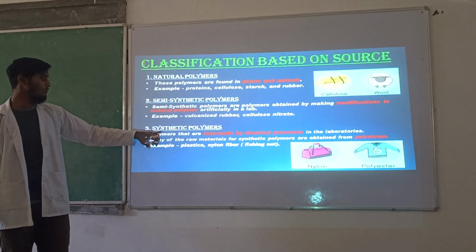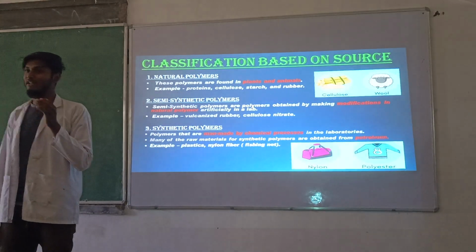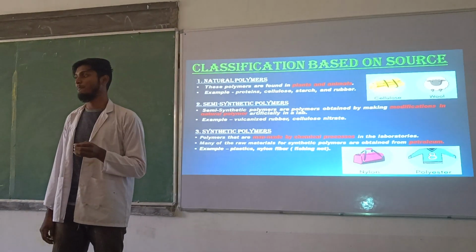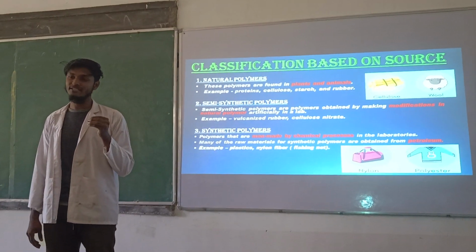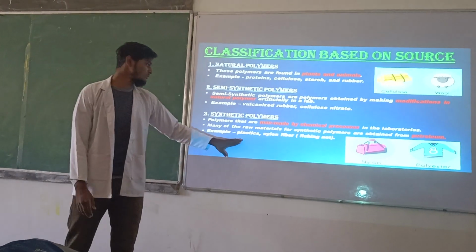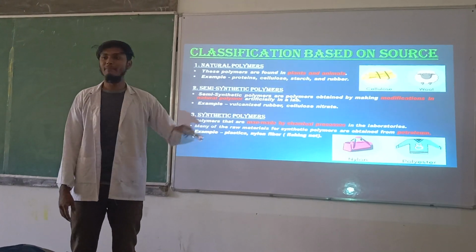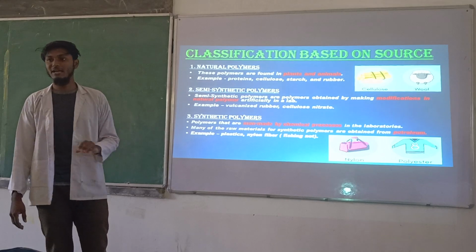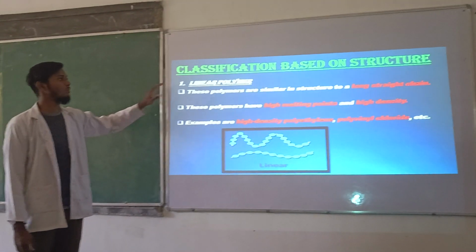Now we will go through synthetic polymers. The name itself gives the definition of synthetic polymer, for example polythene, which is made through a fully chemical process from crude oil. Plastic and nylon fiber are examples of it, and a man-made chemical process in laboratories is involved. Now we will see classification based on structure.